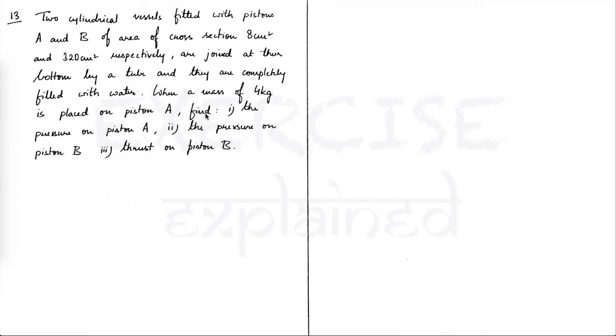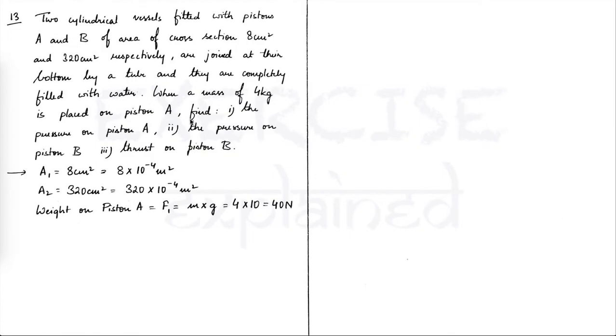First thing, remember we have the mass here, so we need to convert this. As of now, we write the area 1, that is area of smaller piston, that is 8 centimeter square. Now centimeter square to meter square, we need to multiply by 10 to the power of minus 4. So 8 centimeter square can be written as 8 into 10 to the power of minus 4 meter square. A2 happens to be 320 centimeter square. Now 320 centimeter square, whenever we convert to meter square, it happens to be 320 into 10 to the power of minus 4 meter square.